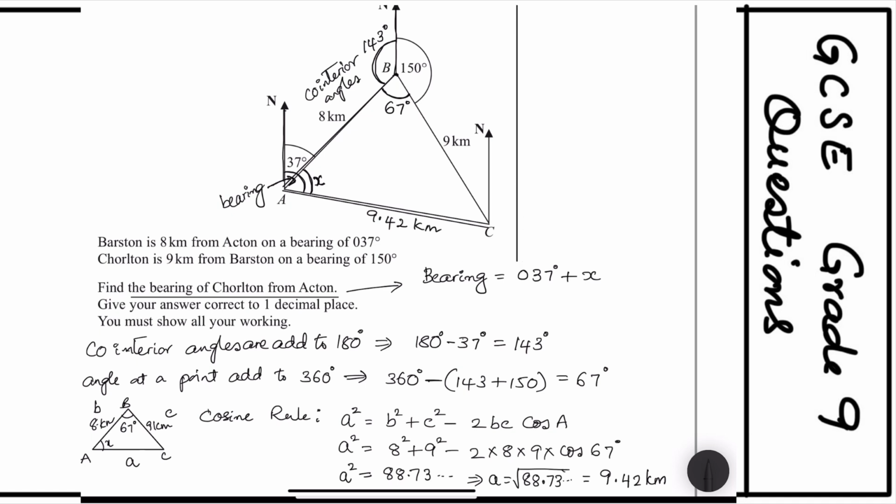Now let's find angle x inside the triangle. Let's draw it again and label the required lengths and angles again. The angle at B is 67 degrees, angle at A is x. AC is 9.42 kilometers and BC is 9 kilometers. Now we are going to use the sine rule to find the value of angle x.